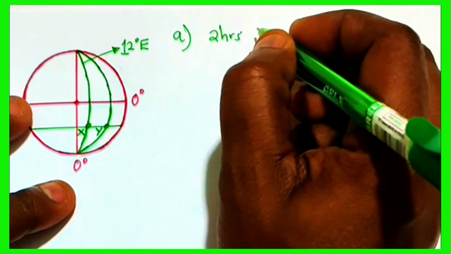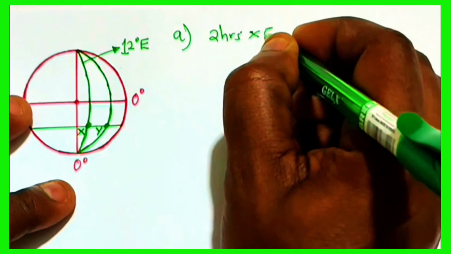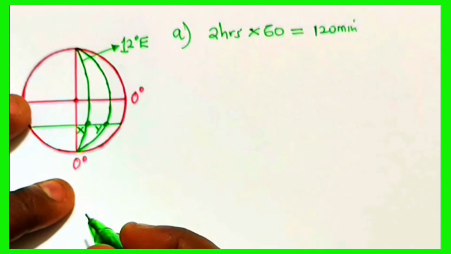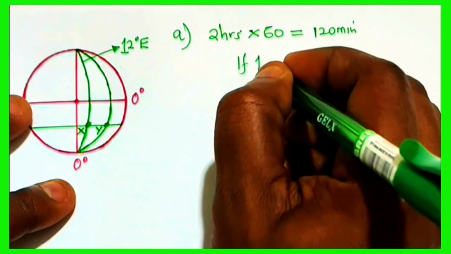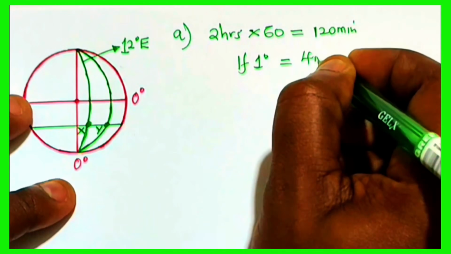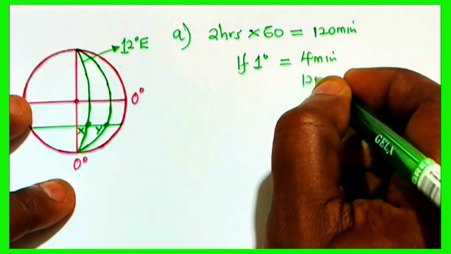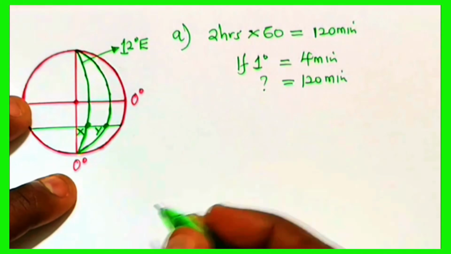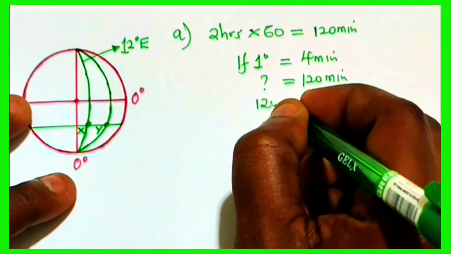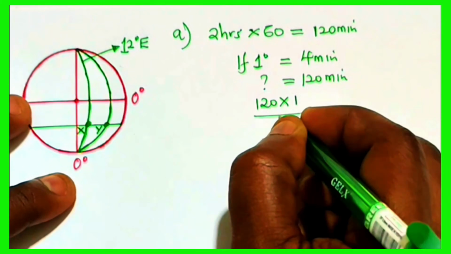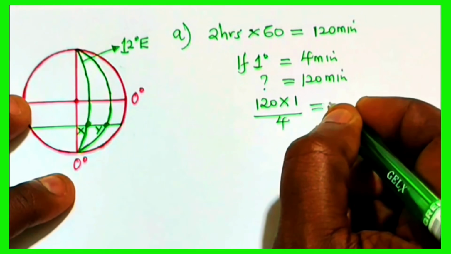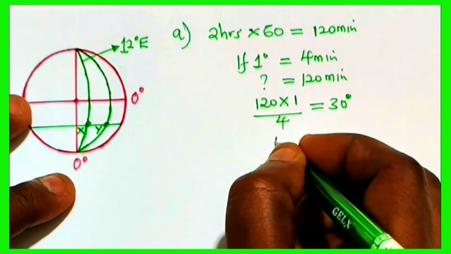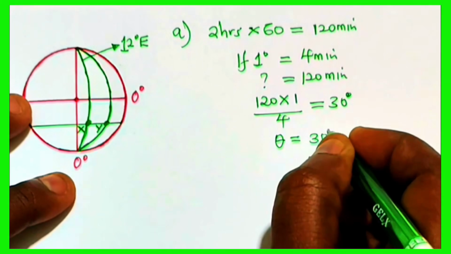And therefore these 2 hours can be converted into minutes by multiplying by 60, so we end up getting 120 minutes. So therefore we say that if 1 degree will be equal to 4 minutes, what about 120 minutes will be equal to how many degrees? So on cross multiplication we are going to have 120 times 1 and then divided by 4, and we're going to get our answer as 30 degrees, and therefore the value of theta is equal to 30 degrees.